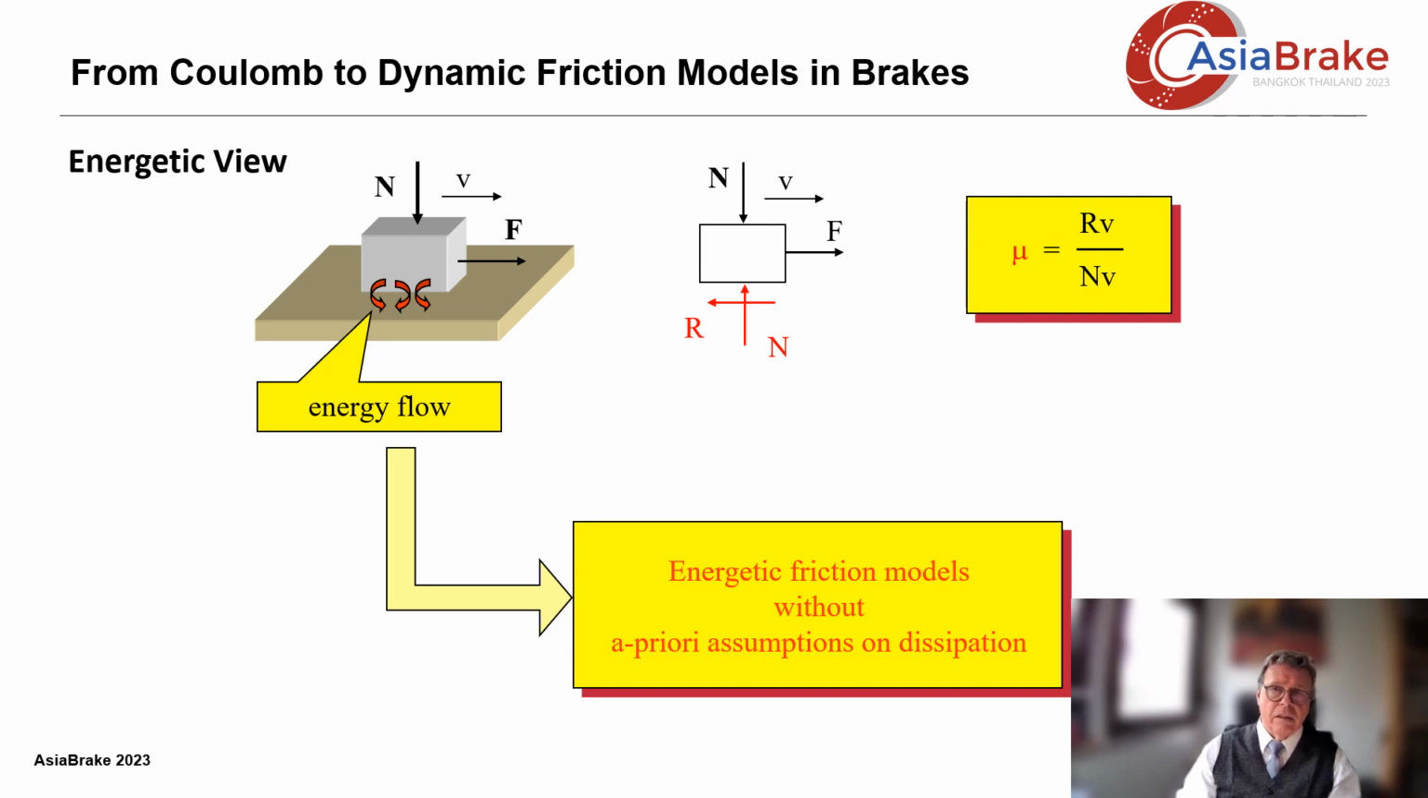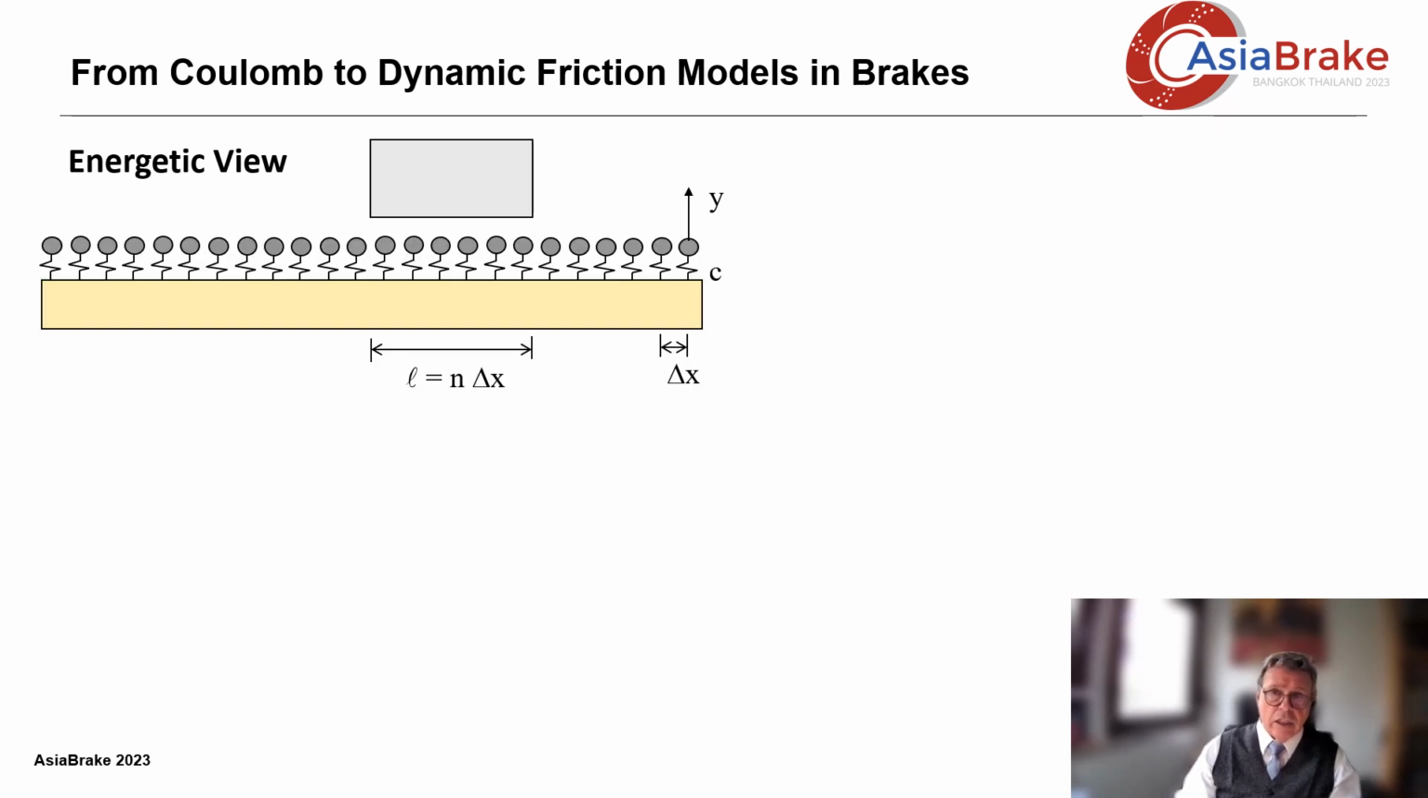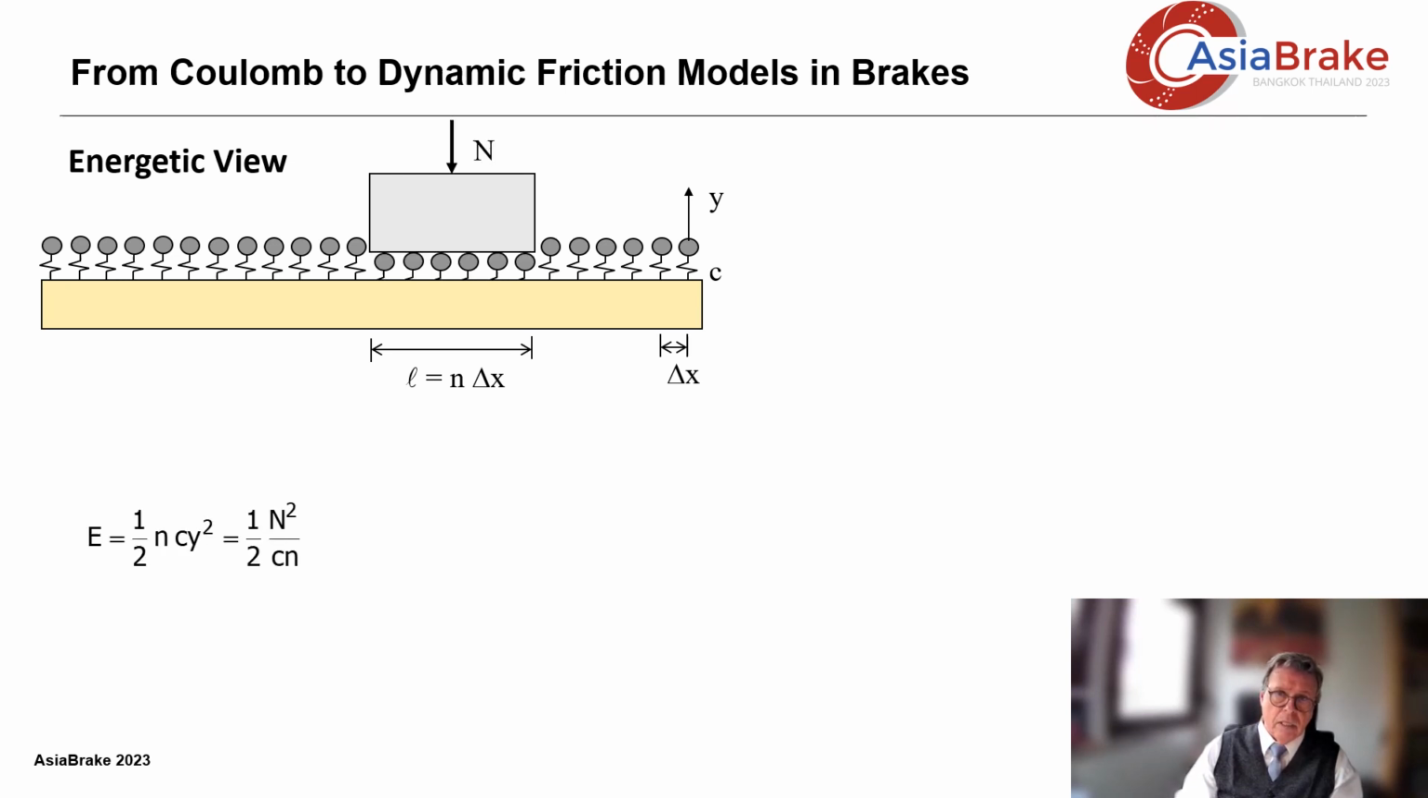In any case, energy flows from one body to the other. Let us analyze these a little more closely. Imagine that we have a floor on which single mass oscillators are standing. They are just a symbol that the floor can absorb energy. Now we press the upper body onto the floor. It presses in part of the single mass oscillators.